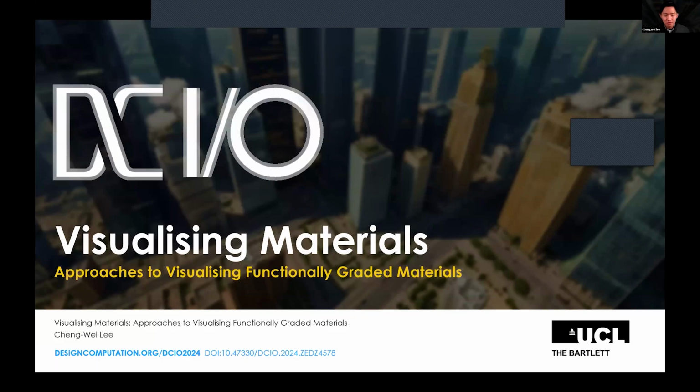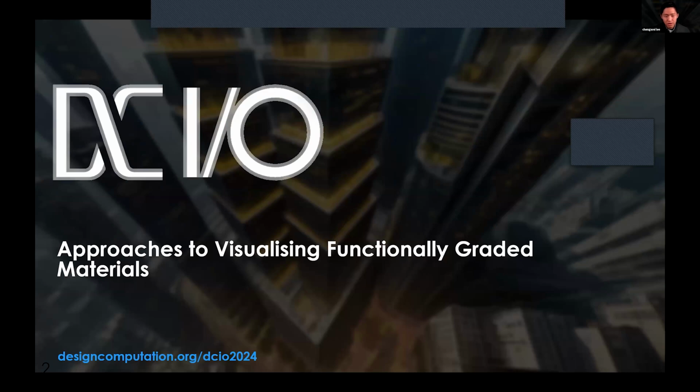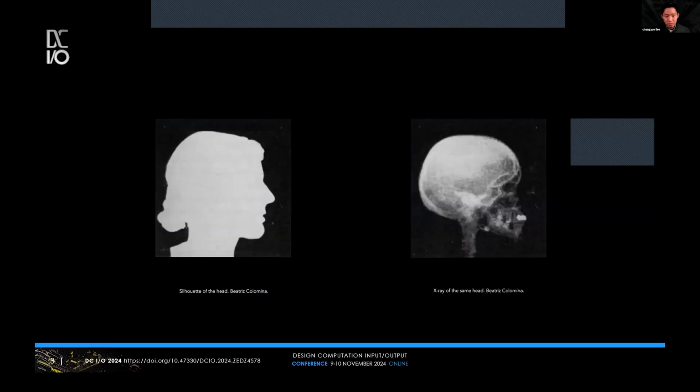I recently graduated from University College London, Bartlett School of Architecture, and my thesis report focuses on visualizing material and the approach to visualizing functional graded materials. The main question is how to approach visualizing the functional graded material. Before, how we see material is usually only through the outside, or by cutting through that material in a more physical way.